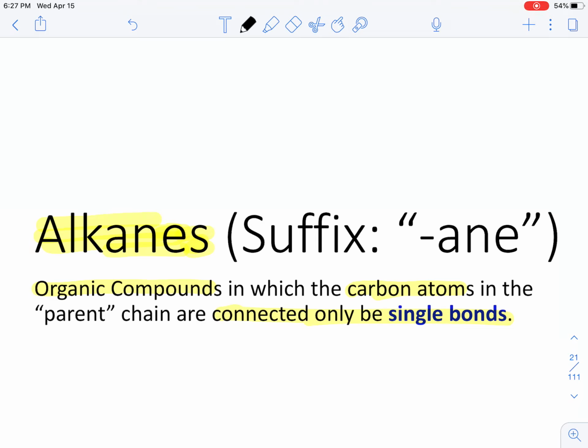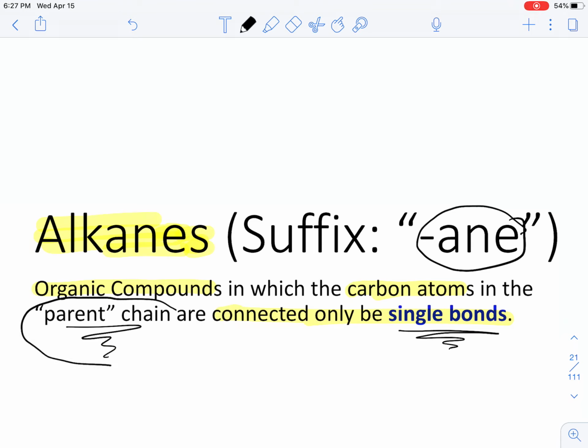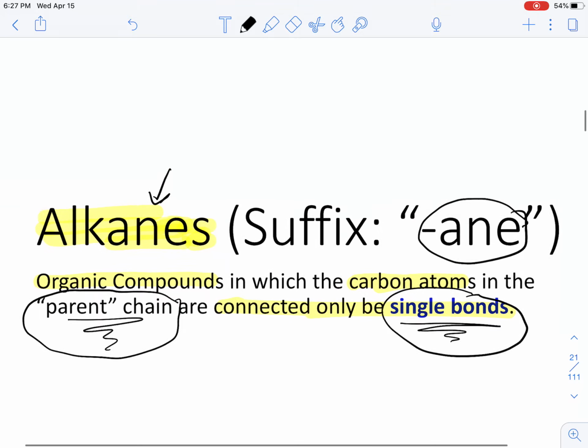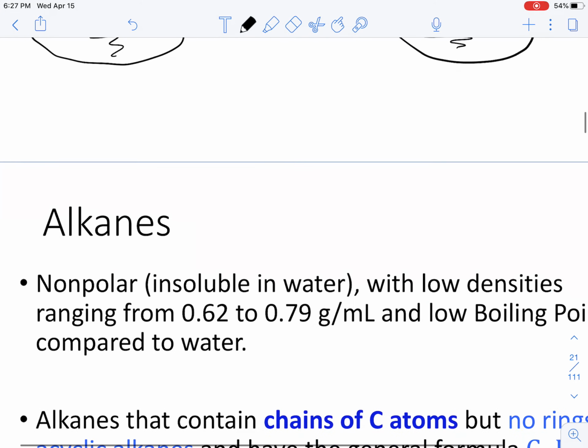So if it is an alkane with a suffix of ane, then the bonding between the carbon atoms in the parent chain, and we'll talk about what the parent chain is in just a second, if the bonding is only a single bond in the parent chain, then that organic compound can be classified as an alkane. Okay?